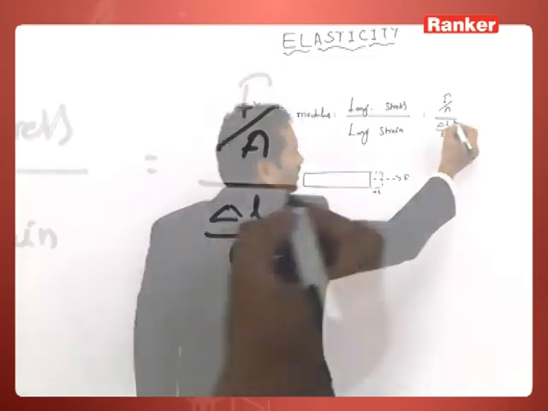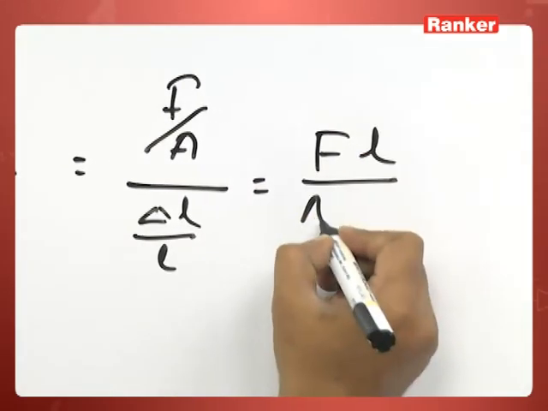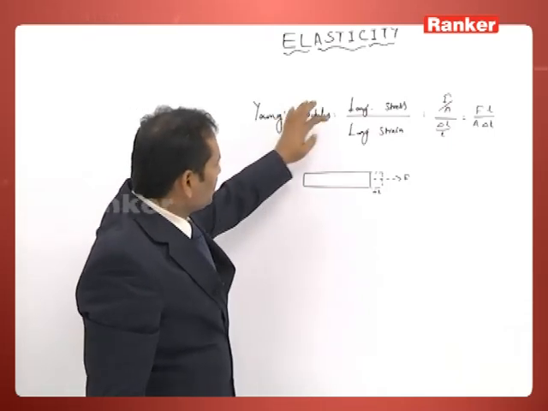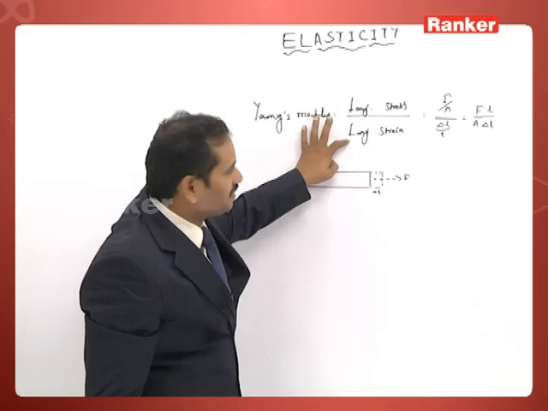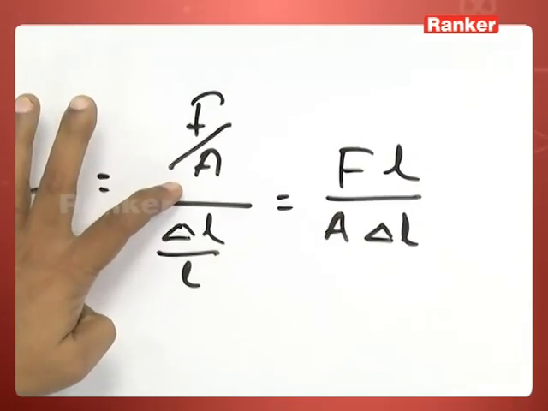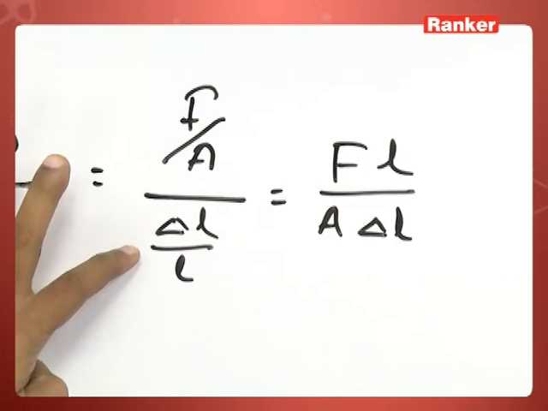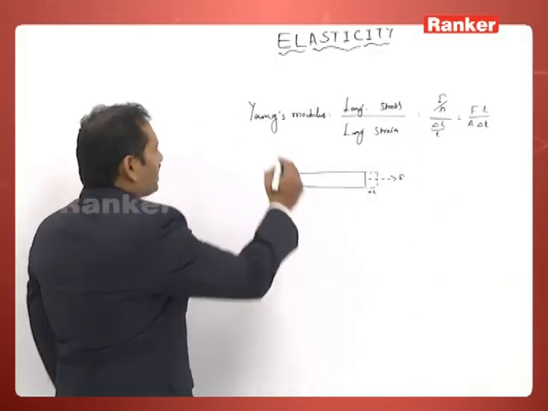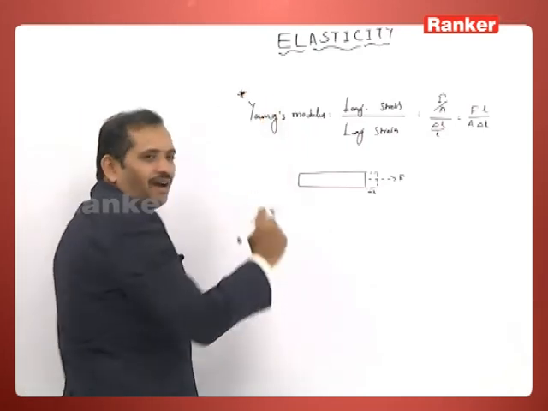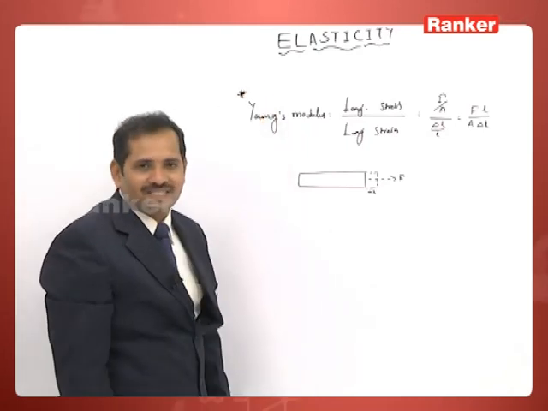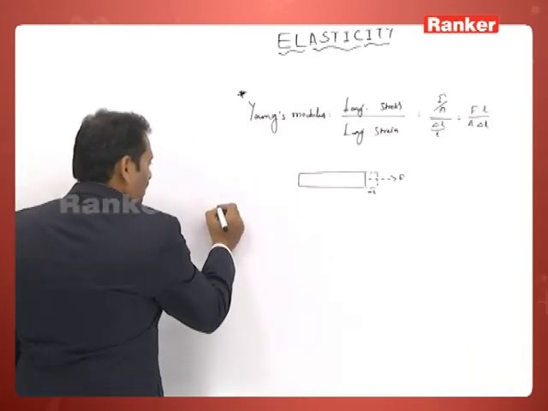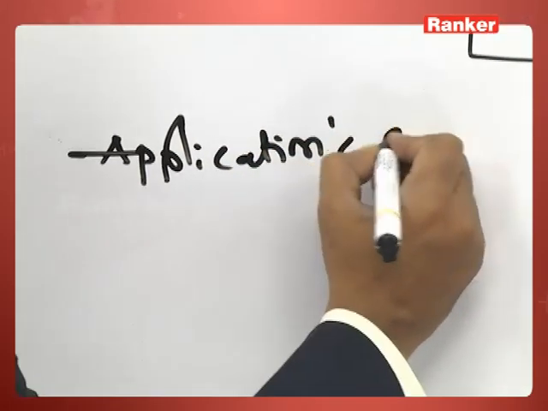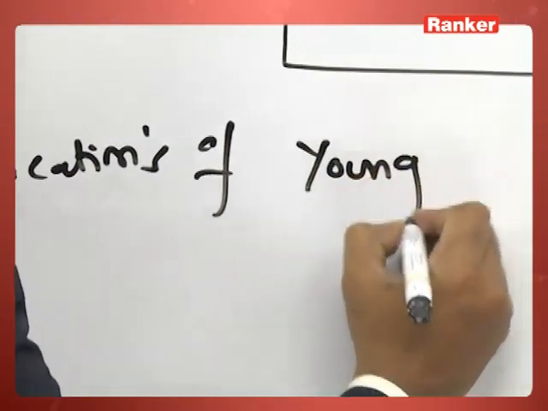So now that is FL by A delta L is the Young's modulus. Young's modulus, longitudinal stress by longitudinal strain, F by A, longitudinal stress by strain, delta L by L. So that is FL by A delta L is the Young's modulus. Right. With this, so many applications we will find in the mechanics. For example, applications of Young's modulus.